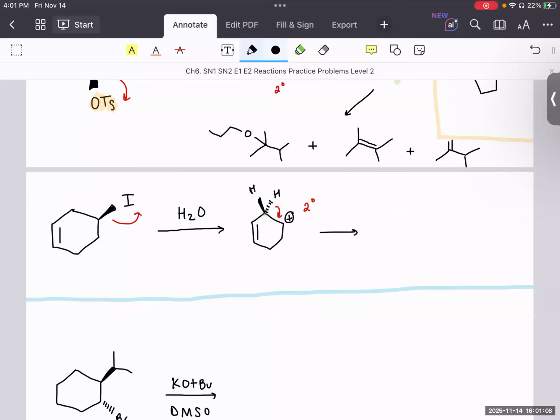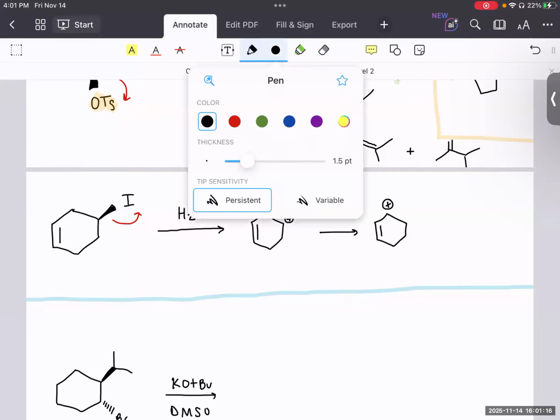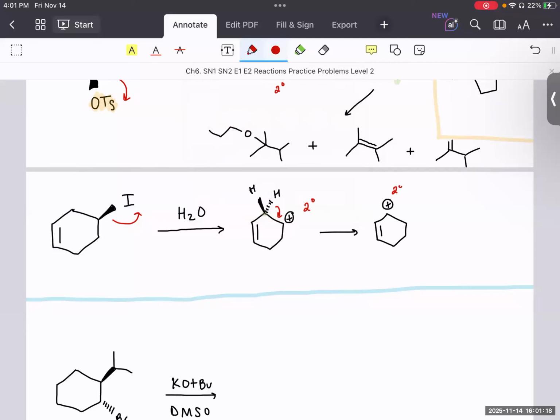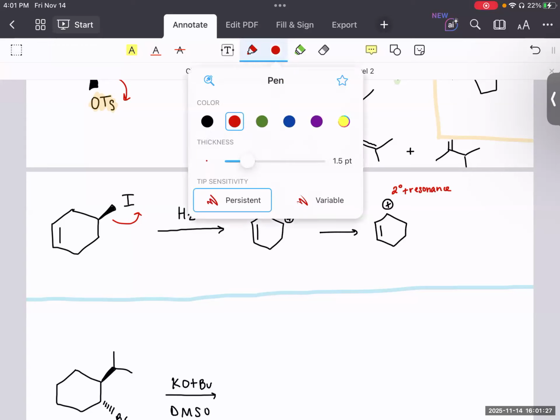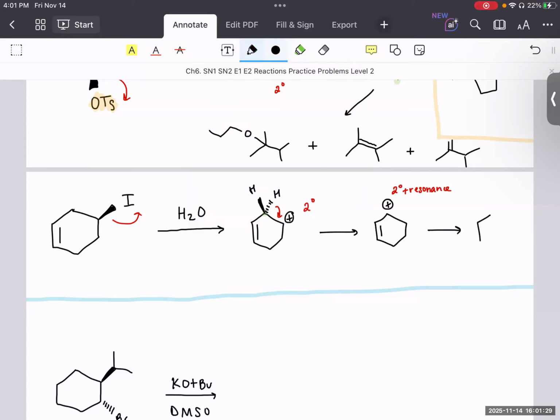And so we get a hydride shift to form a resonance stabilized carbocation here. And so from here, we have secondary plus resonance. And so we know that that's going to be a favorable carbocation shift because it's more stable. And then finally, we can draw in the products, with that H2O really just drawing in the OHs, and then we have the elimination product that forms two double bonds that are conjugated.